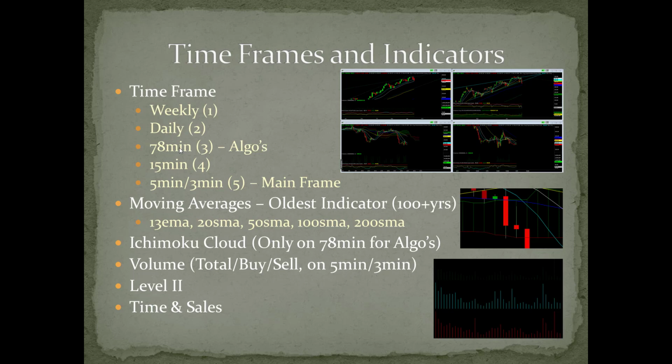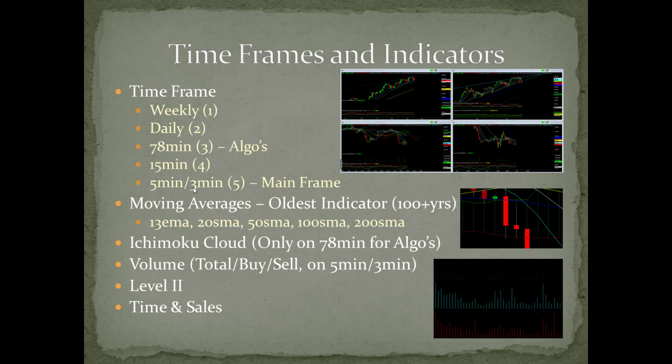So 78 minute, and if you realize, these are all sequential fractions. One week is 5 trading days. You divide that by 5, you get a day. You take a day and divide that by 5, you get 5 78-minute periods. You take a 78-minute period divided by 5, you get 15 minutes. Take a 15-minute period and divide by 5, you get 3 minutes.